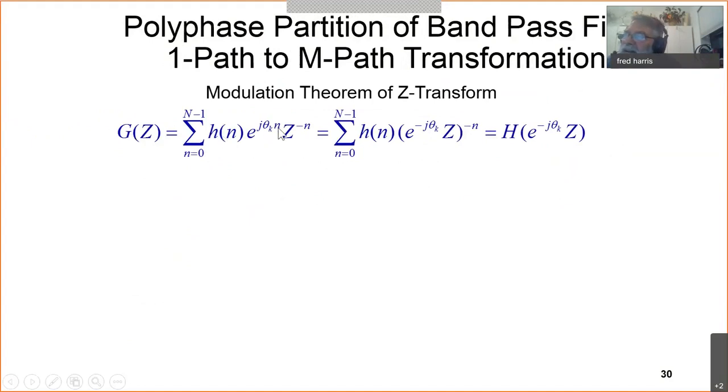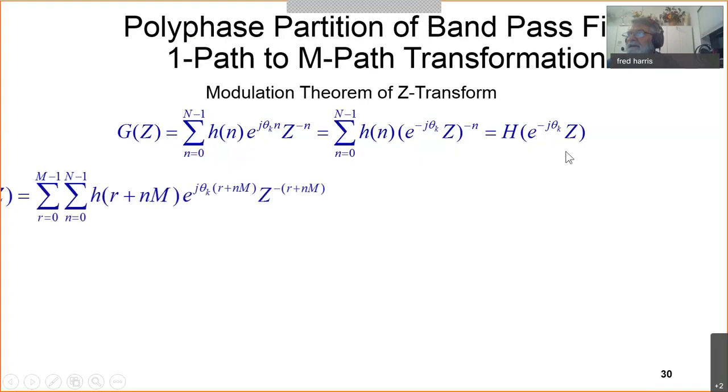But we notice that the index on the rotator and the index on the delay are the same. So what we could do is rotate the delays instead of rotate the coefficients. And that's exactly what we do. If you put the rotators on the delay, it's called the modulation theorem. So we take the original polynomial, rotate the delays, and we now have a bandpass polynomial.